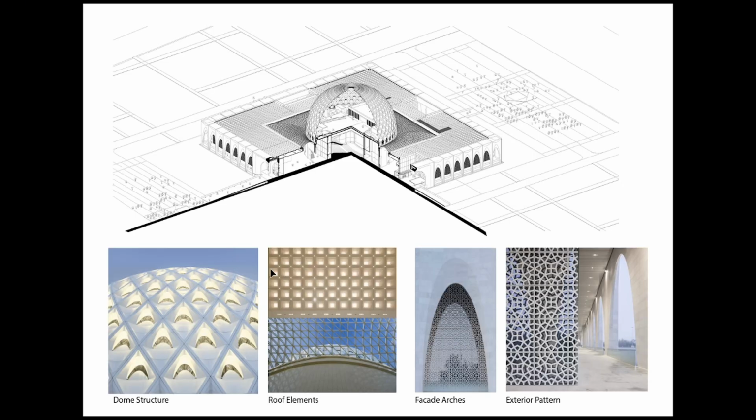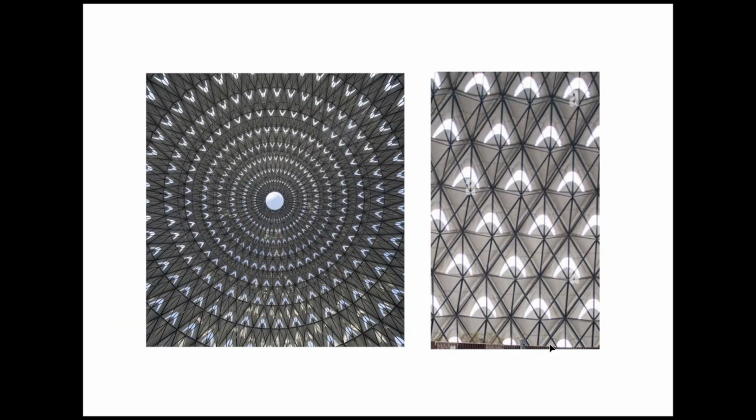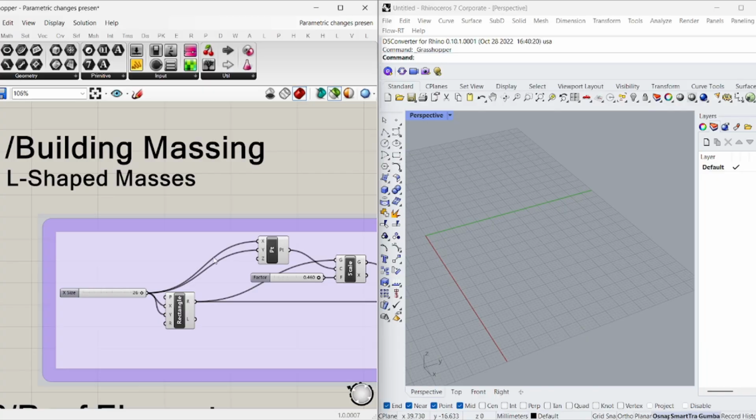Moving on to the main architecture components that I'll be creating is the dome structure and the roof elements, which includes the curved roof surrounding the dome and the flat roof that sits atop the L-shaped masses, as well as the facade arches and the exterior pattern. The dome consists of the outer dome surface and an internal space frame structure that sits above the dome panels that I'll be creating as well.